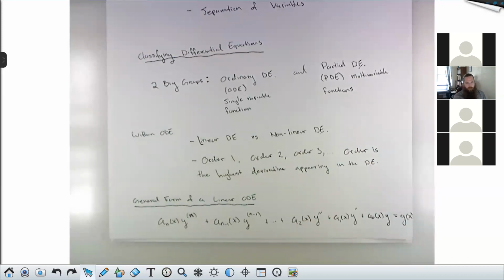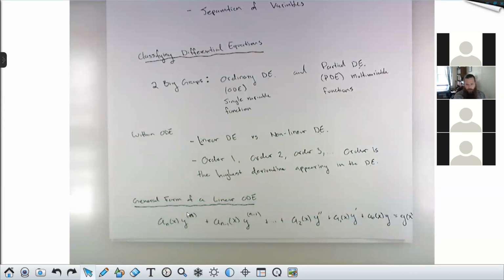So if you can write a differential equation in this form, then it is a linear ODE. If you cannot write it in this form, then it's not a linear ODE. And the most notable thing here is that there are no powers of y, right? There are no weird powers of y.